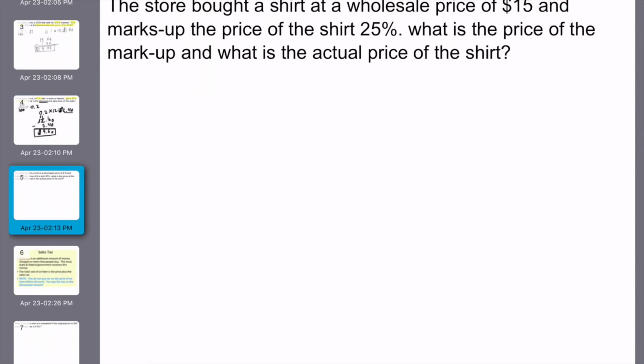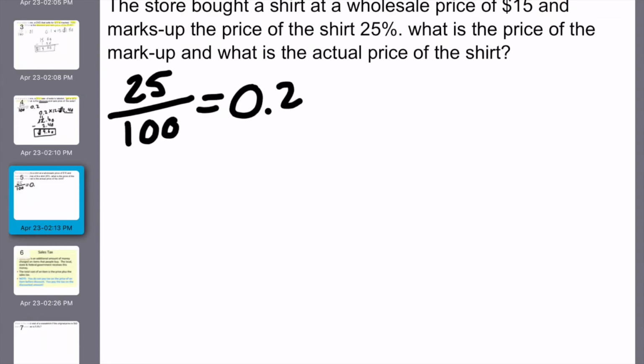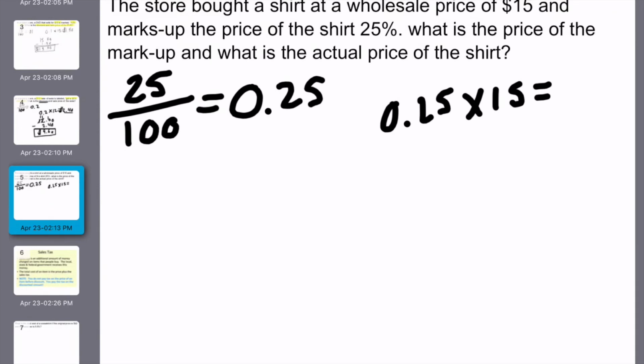So I need to take 25% and turn that into a decimal. So I do 25 divided by 100, and that gives me 0.25. Then I need to do 0.25 or 1/4 times 15. So 0.25 times 15. That gives me $3.75. Okay, that is the price of the markup.